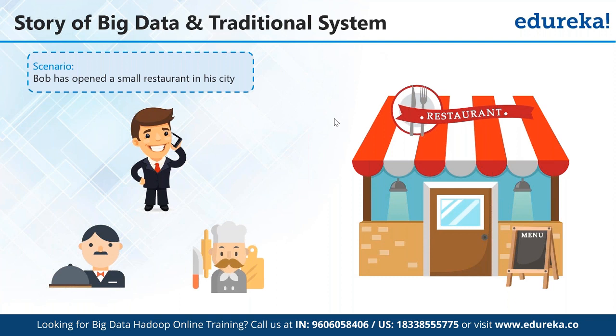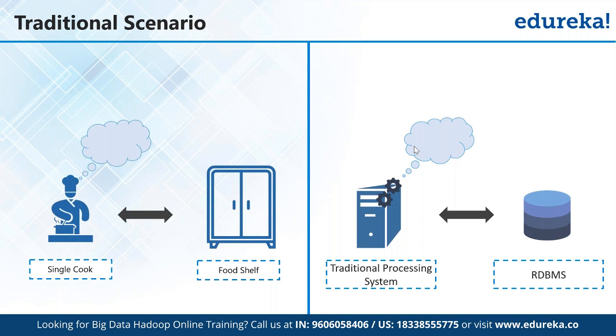Now, Bob has opened a small restaurant in the city. This is how it would typically happen in a traditional scenario. You have a food shelf. The cook would take the raw data from the food shelf, cook the data, and put it back in the food shelf. So you are getting data from there and cooking it. This is the traditional system.